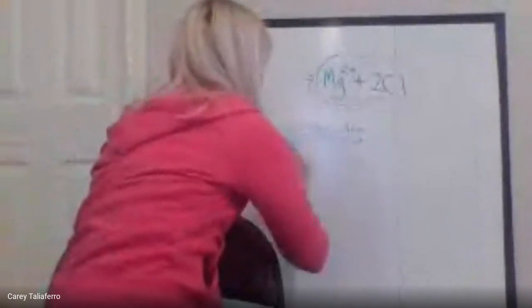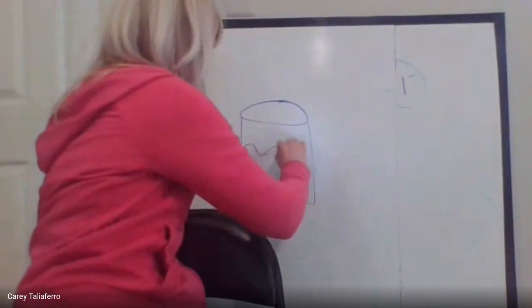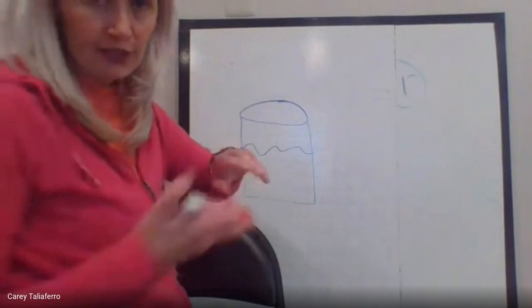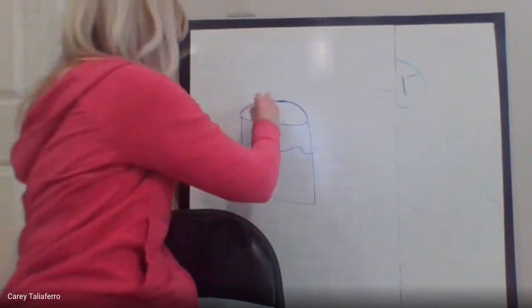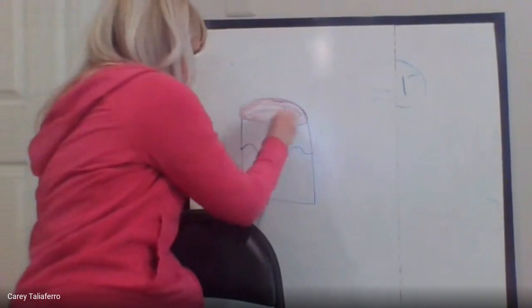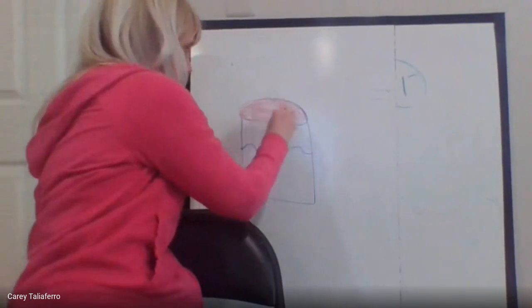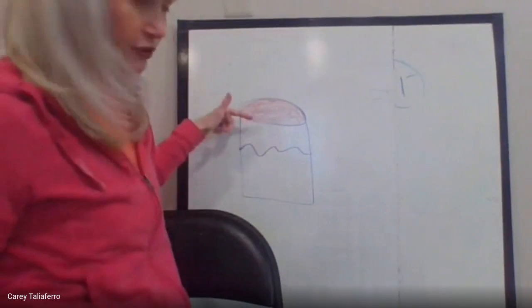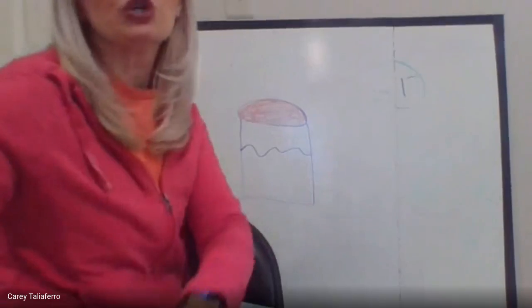I was playing with it a little bit earlier. That's why I need to erase it. So here, I'm going to draw a beaker. I'm going to put some water in my beaker. And then I'm going to put a lid on my beaker. Humor me. All right, so there's my lid. No water can escape. But there is some space between my water line and the surface of my lid.